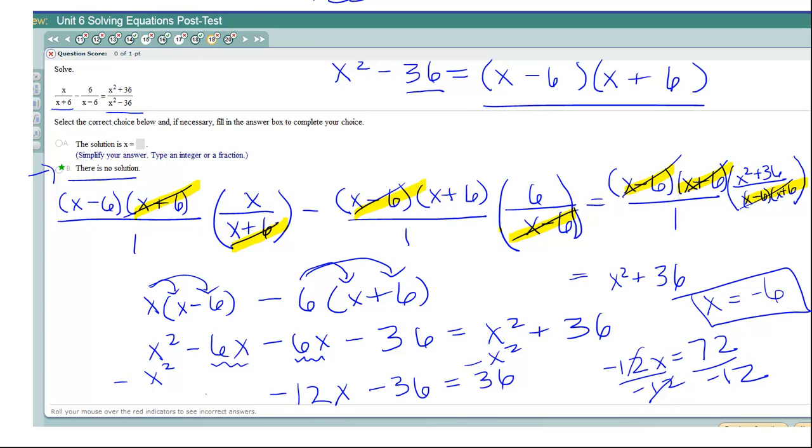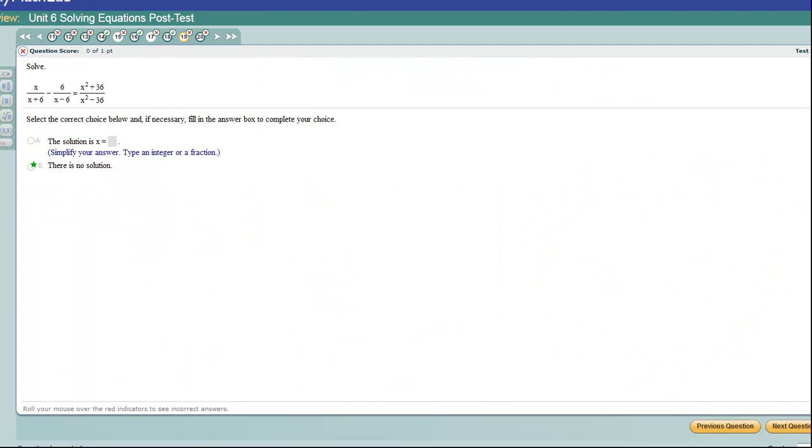It was just that once we look at it, if we put negative 6 in the denominator, it would be negative 6 over negative 6 plus 6, which is 0. And we can't have 0 in the denominator. It does not work for us. It doesn't make sense. It's illegal in math.